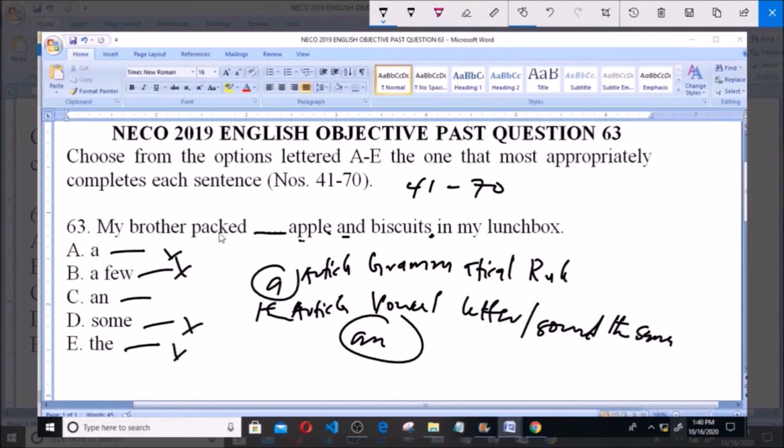It's an apple. So option C is correct. So we can now say that my brother packed an apple and biscuits in my lunch box. So option C is correct.